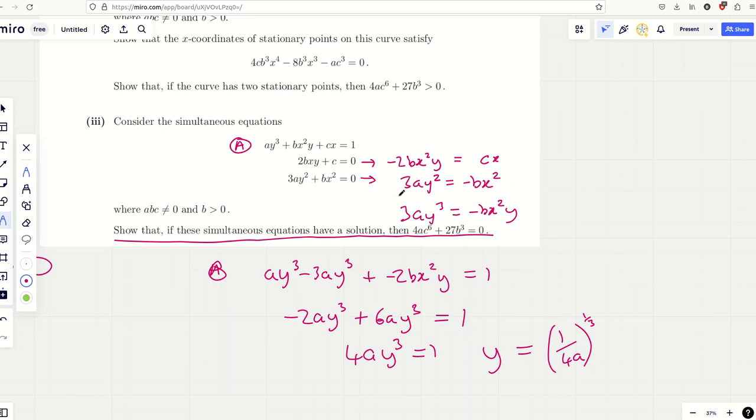Now, let's just look at, for example, this, and this should tell me what x is. Minus 2b. Where is the one where it's most obvious with x? Let's have a look at this original, yeah? And then you can just see that x is going to be minus c over 2b y.